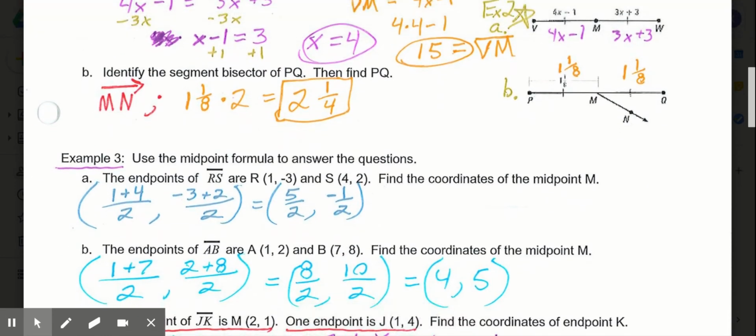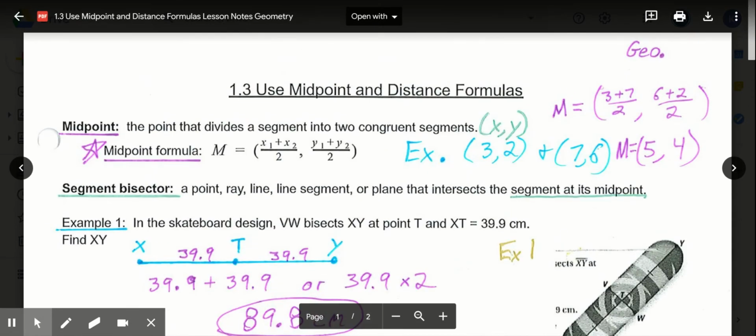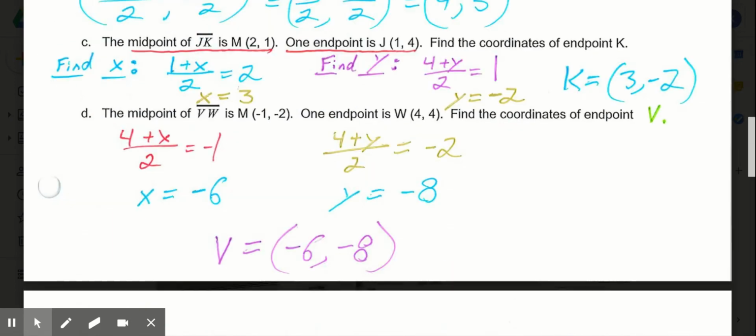Then, moving on to example 3. In example 3, the direction says use the midpoint formula to answer the questions. So A tells us the endpoints of segment RS are coordinate R is at 1, -3, and S is 4, 2. They would like us to find the coordinates of the midpoint M. So to figure out that, we go back up to our midpoint formula right here, and we need to add the x values, divide by 2, add the y values, divide by 2.